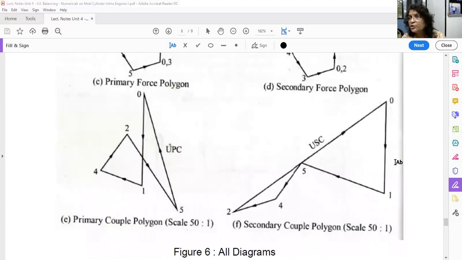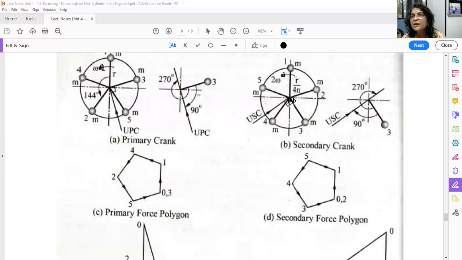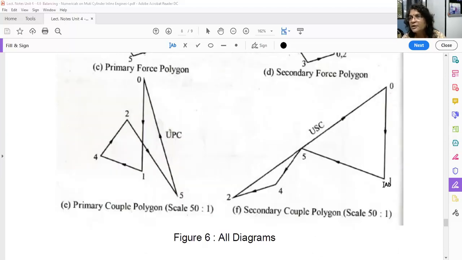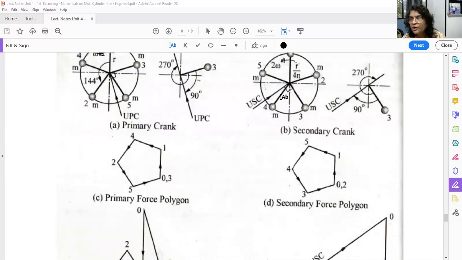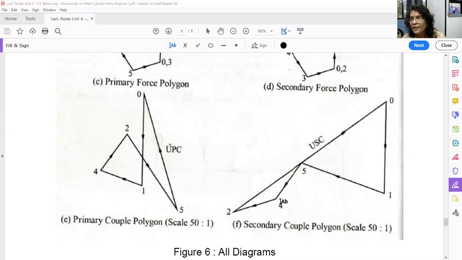So 0 to 1. Now you are drawing 5. I told you any sequence you can take. 1 to 5. How have you drawn this vector? See, this is your 5 direction. This is positive, so you have drawn the vector in this direction from 1. Then we have drawn 4. See, here it is 4. It is positive, so we have drawn the vector in this direction. So from 5 to 4. Then 4 to 2, in this direction. See, this is your 2 now.